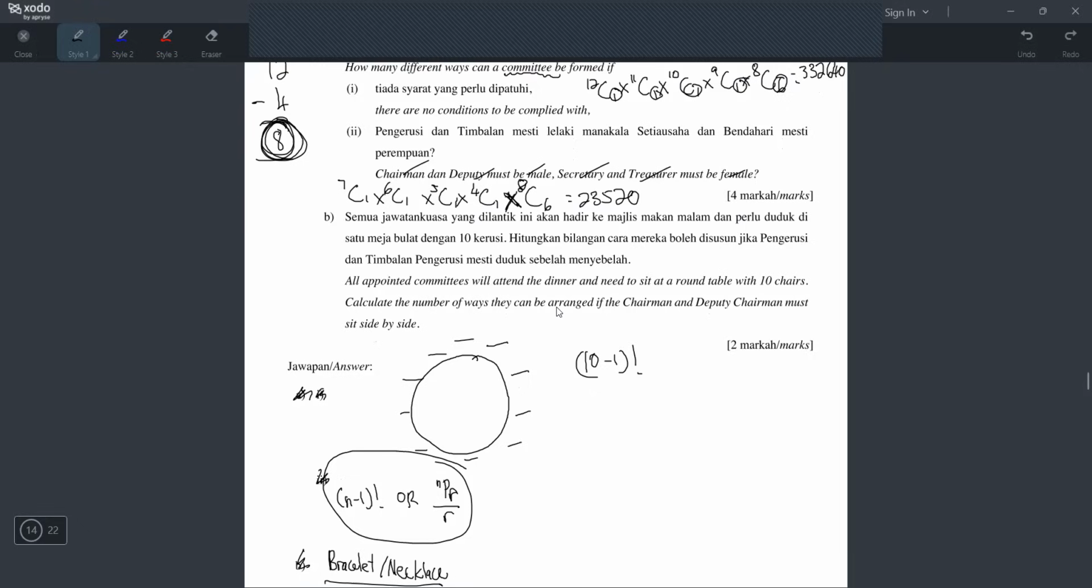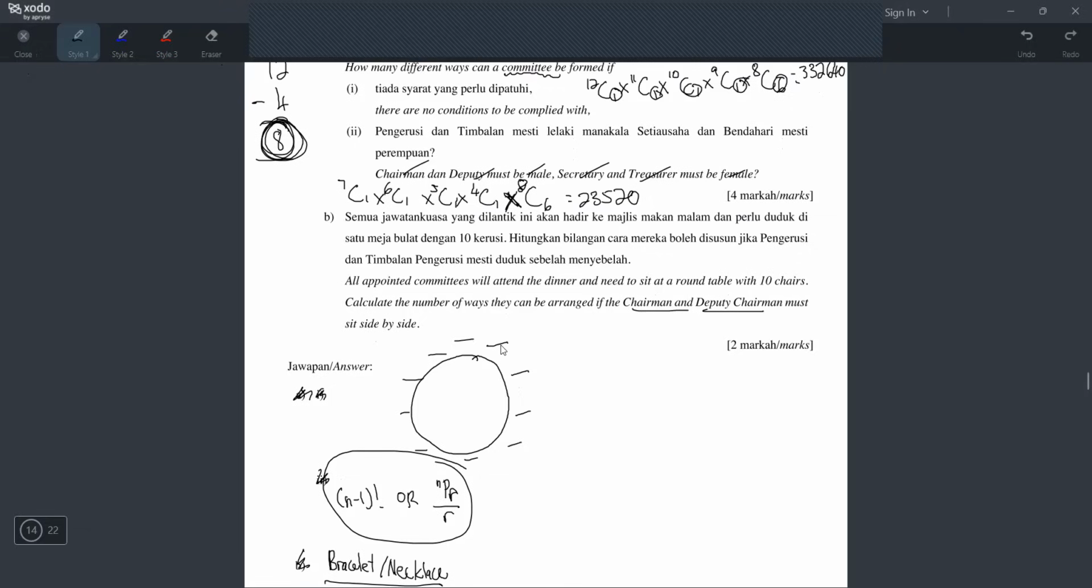Calculate the number of ways they can be arranged if the chairman and deputy chairman must sit side by side. So definitely we cannot do it like this. We cannot do 10 minus 1 factorial, because this one is if there is no condition. It means 10 persons sit in a circle. But now there is a condition: the chairman and deputy must sit side by side.